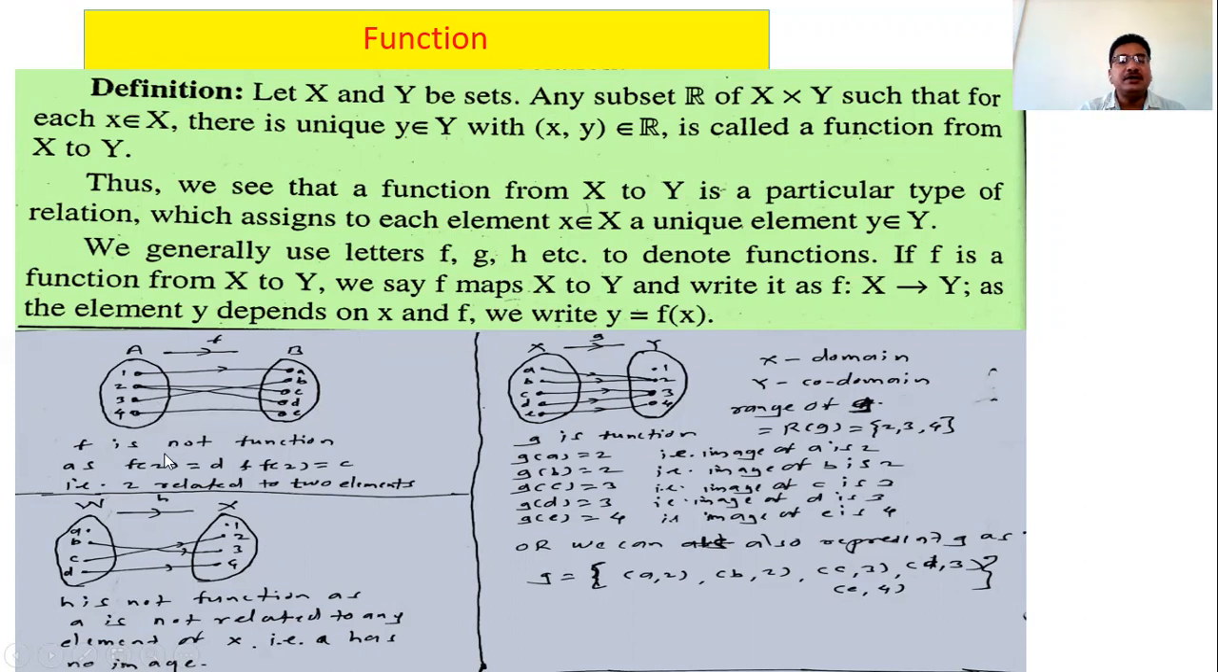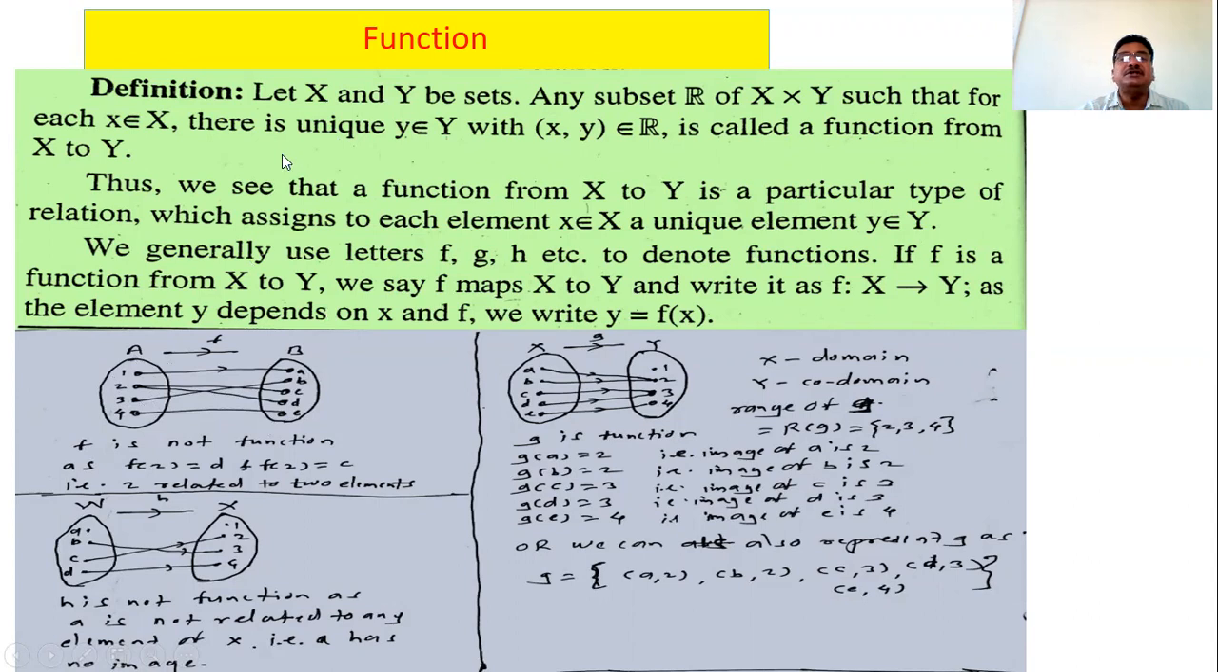Why is it not a function? Because the unique condition fails in this example. That is, 2 is related to two elements. What are they? 2 is related to C as well as D. That's why this relation is not a function. It's just a relation from A to B. It is not a function because the unique condition fails.